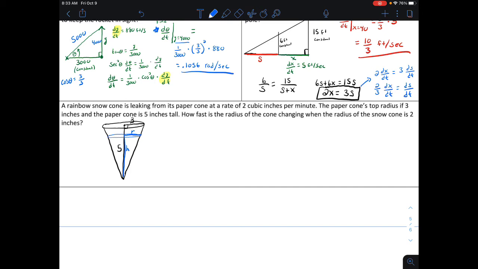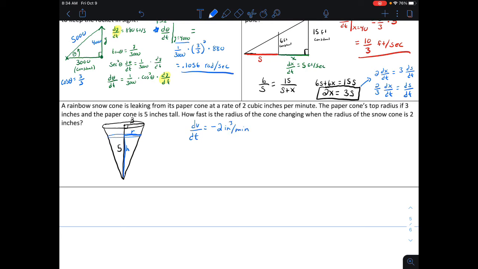Now, we have that diagram. We need to go in and label what we have in the context of this problem. So the snow cone is leaking out of the cup at a rate of 2 cubic inches per minute. Cubic inches, that's the third dimension, so that's the rate of change of volume. So dV/dt is equal to, we're leaking out, so it'd be negative 2 cubic inches per minute.